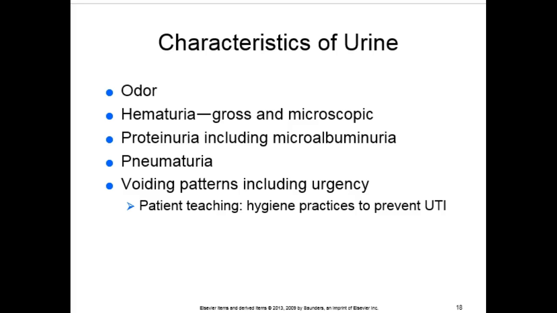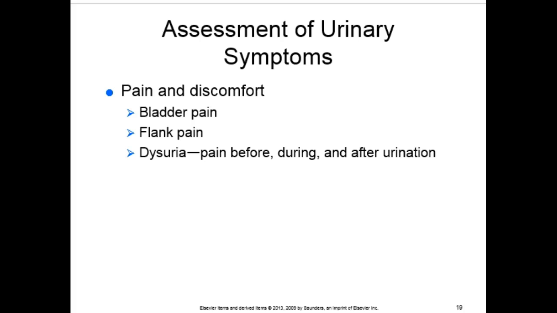Pathological conditions that cause increased frequency include inflammation of the bladder, otherwise known as cystitis, or inflammation of the urethra, known as urethritis. Okay, for pain and discomfort, we would assess location and occurrence of this discomfort.